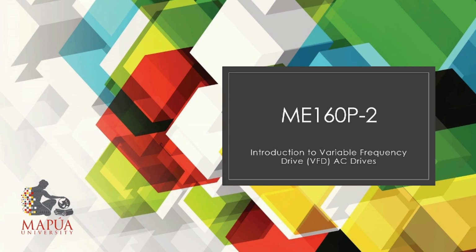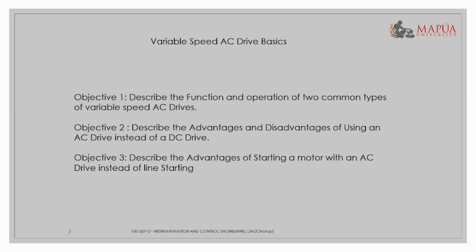Our lesson for today is about Introduction to Variable Frequency Drive (VFD) AC drives. Variable Speed AC Drive Basics has three objectives. Objective 1 describes the function or operation of two common types of variable AC drives. Objective 2 describes the advantage and disadvantage of using AC drives instead of DC drives. Objective 3 describes the advantage of starting a motor with an AC drive instead of line starting.